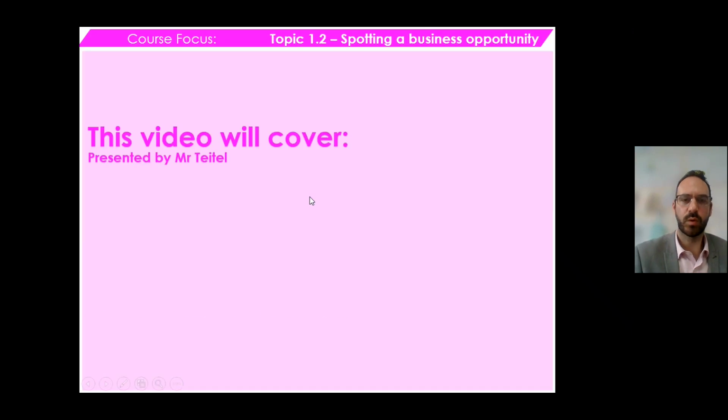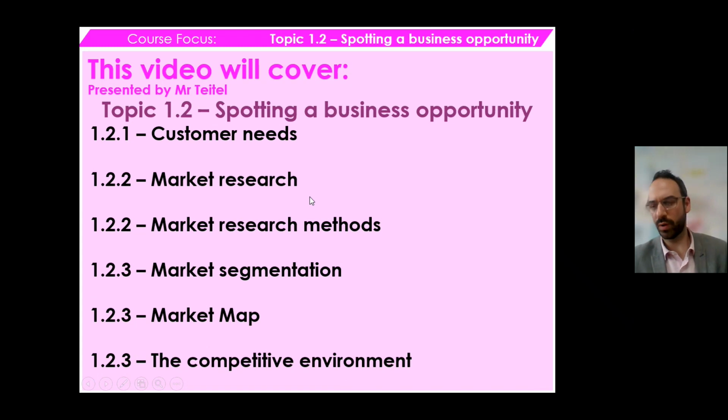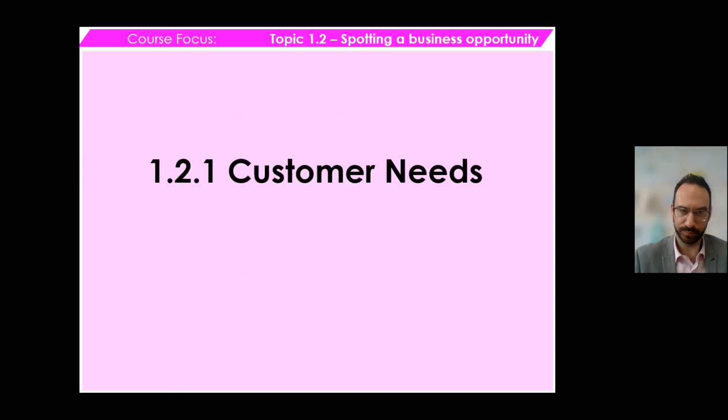All right, so what we're going to cover in this video, we're going to be looking at 1.2.1, which was your customer needs, then moving straight across to point 2, which was market research. Part of 1.2 covered the market research methods. Then we move on to point 3, which is market segmentation and the market map, and also the competitive environment.